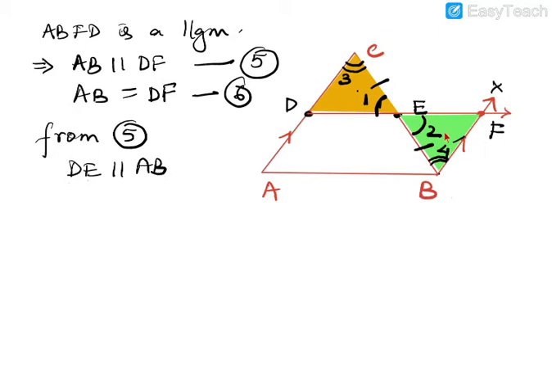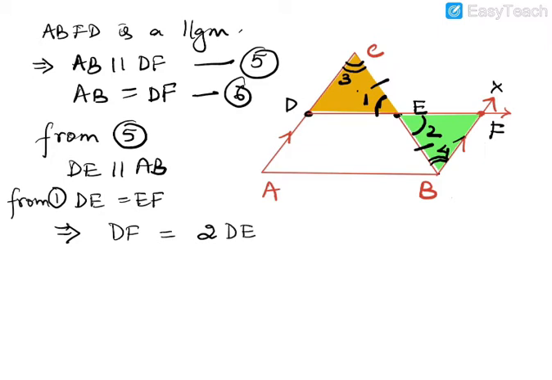We have shown these two triangles congruent and therefore DE equal to EF. So this implies that DF will be equal to 2 times DE. But DF is equal to AB. This is from 6. So now we can equate AB to 2DE because the left hand sides are same.